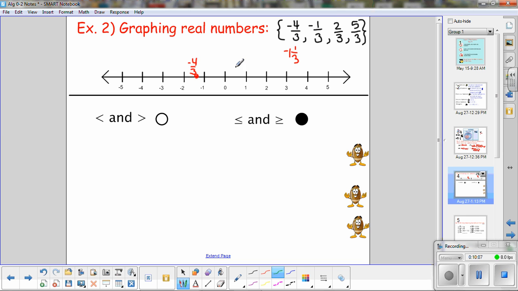Negative 1/3, again, is going to be to the left of 0, and it's going to be 1/3 of the way between 0 and negative 1. 2/3 is positive, so it's going to be to the right of 0, and it's going to be 2/3 of the way between 0 and 1, so it's going to be about right here.